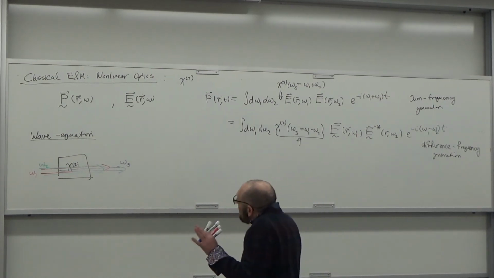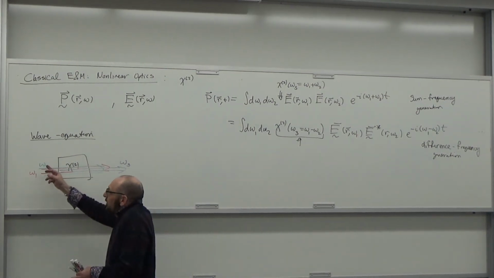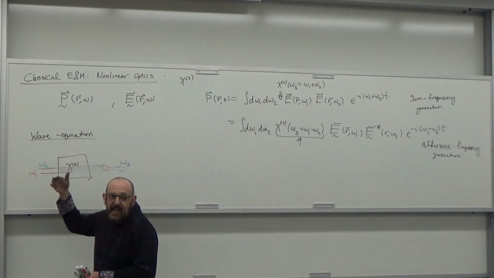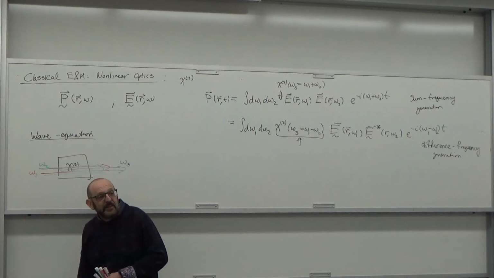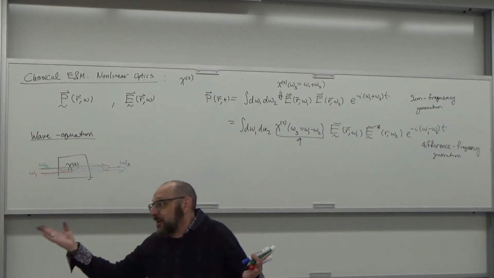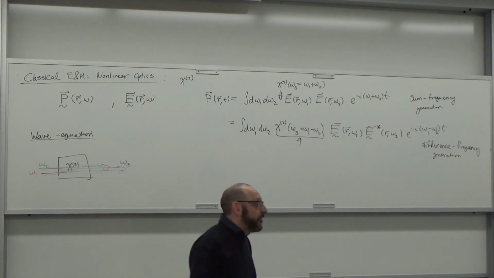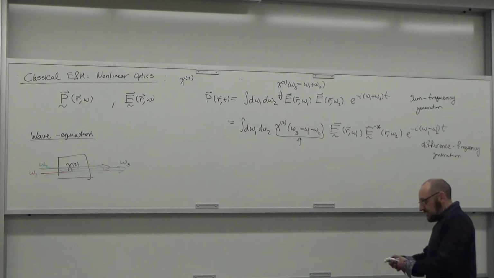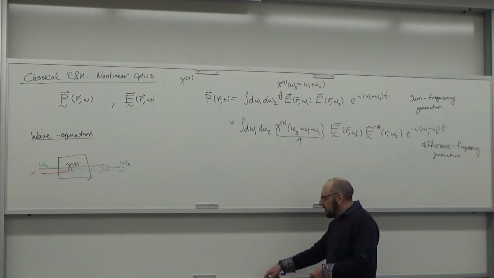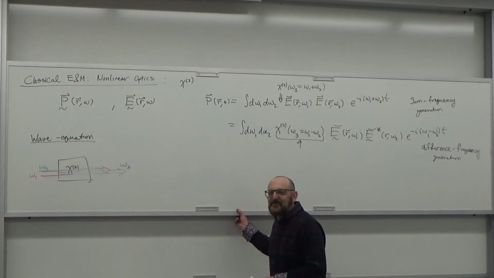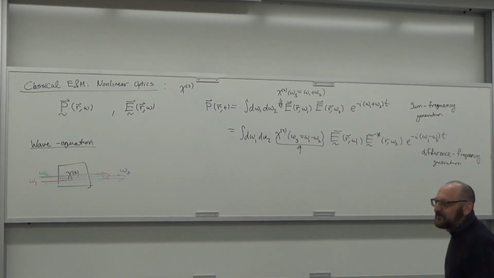Now, I mentioned these don't have to be two different beams. It could be one beam, and then I add omega 1 and omega 1 together and get 2 omega 1. That's called second harmonic generation, everyone's favorite sum frequency generation. All the optics guys are going to like that. But anyway, we'll move on.